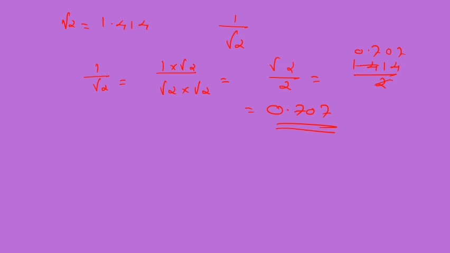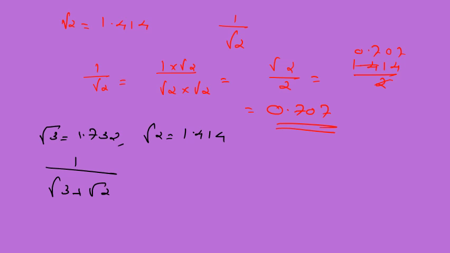Now, next question. Root 3 is equal to 1.732. Root 2 is equal to 1.414. Find 1 by root 3 plus root 2.